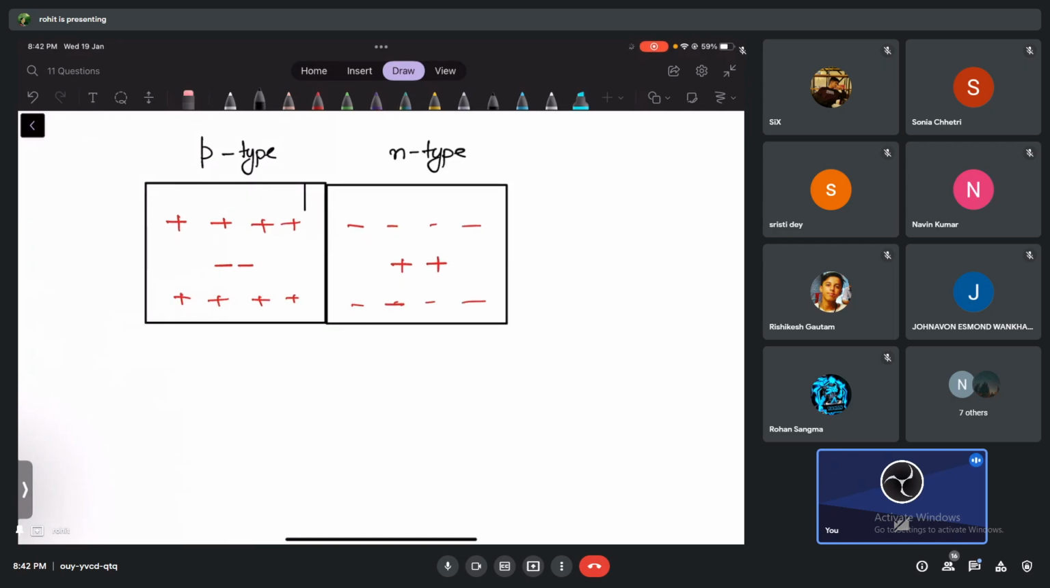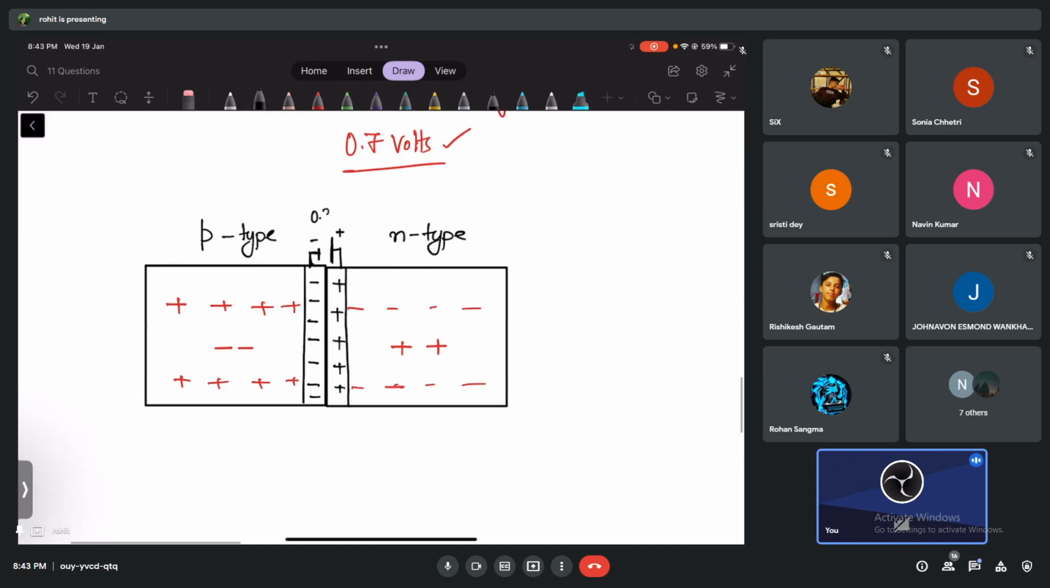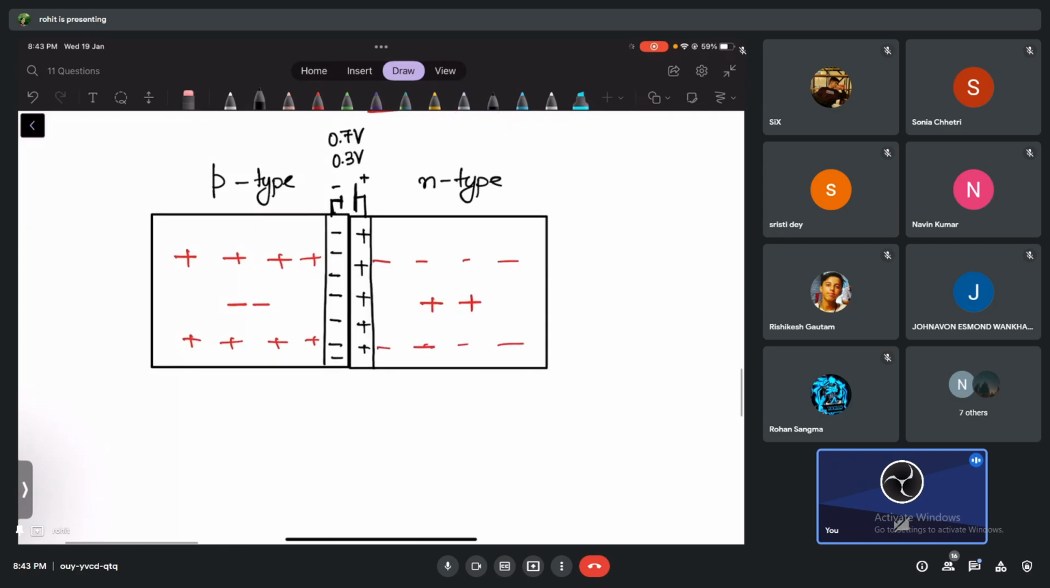I told you we will form a depletion layer. This p side will become negative, which you have learned. The n side will become positive, which you have learned again. This becomes a negatively charged portion, and this one a positively charged portion. I told you this barrier is around 0.3 volts, or around 0.7 volts. We have to overcome this barrier, and that's how we can start transferring the charges.